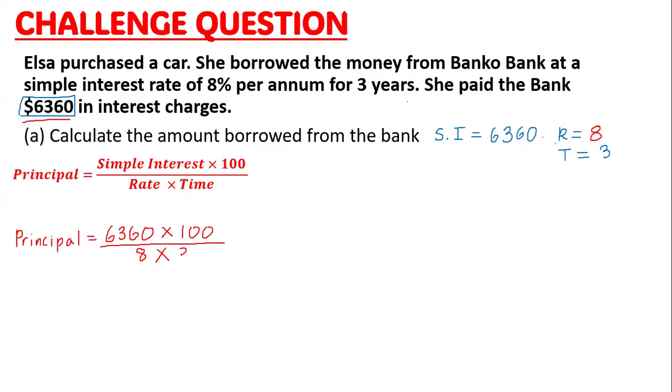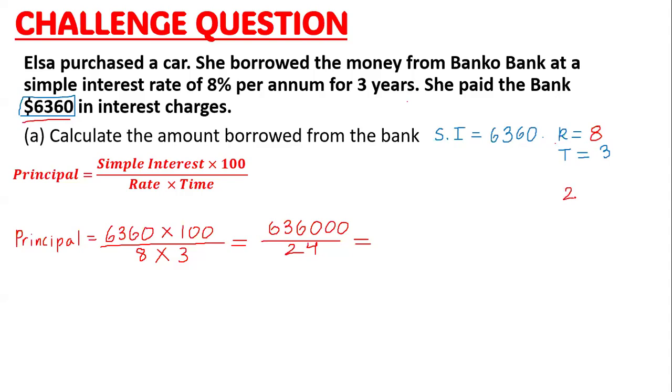And so yeah, now our numbers are round. So, 6,360 multiplied by 100 is what? We have to add 2 more zeros, so it's going to be 636,000. And we have to divide. 8 times 3 is what? 24. So we say how many times does 24 go into 636,000? So let's go ahead and divide that.